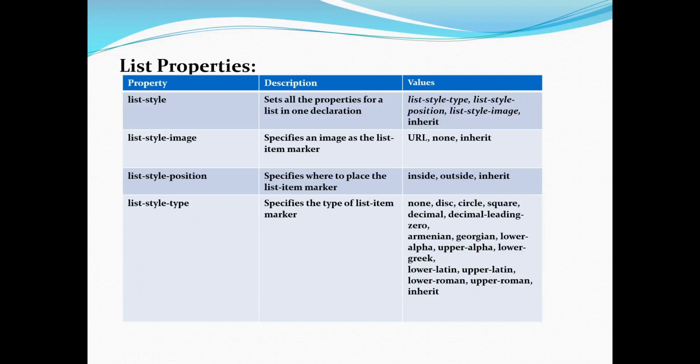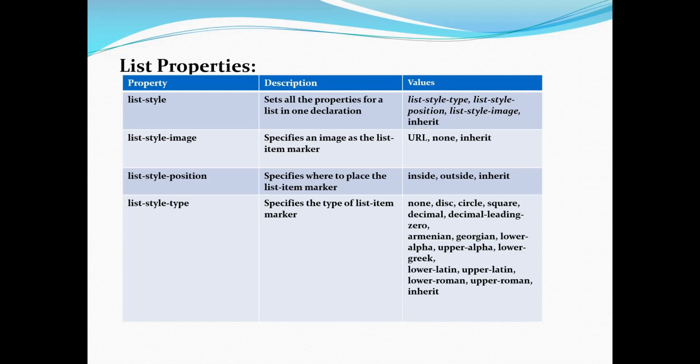Now let's look at the next category, that is the list properties. We have seen lists in the previous sessions, how a list is created. We have seen how list style also works. List style type we have done. First is list style. If you want to style the image, you want to give the position, you can put list style type, you can do everything in this.